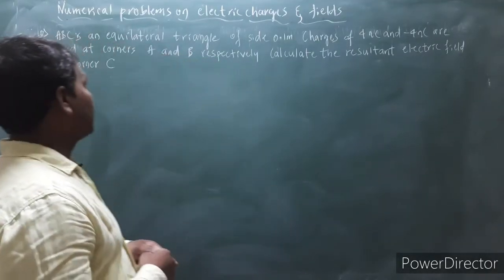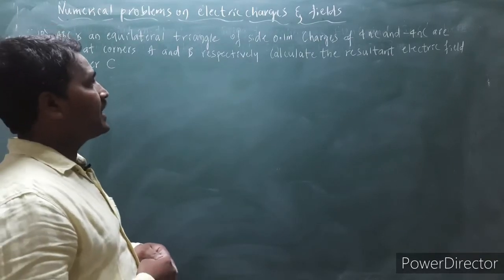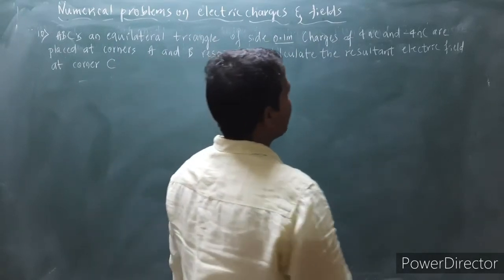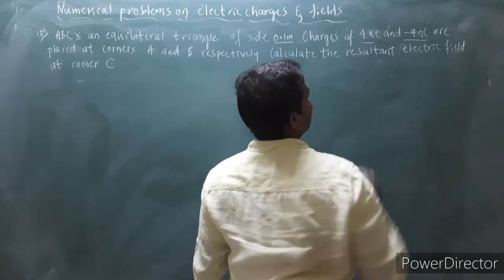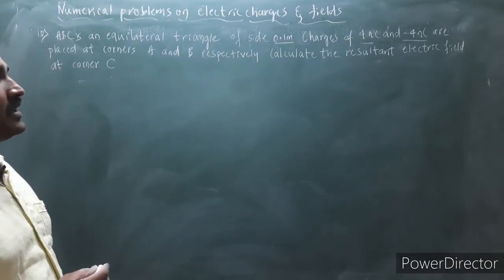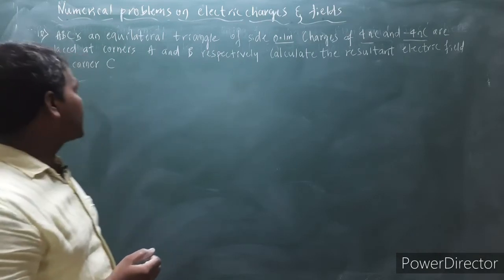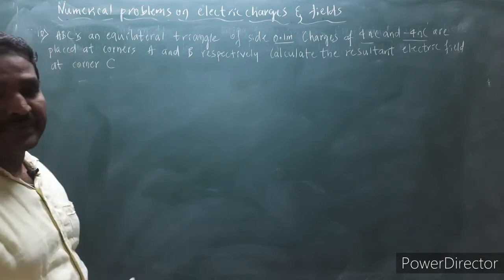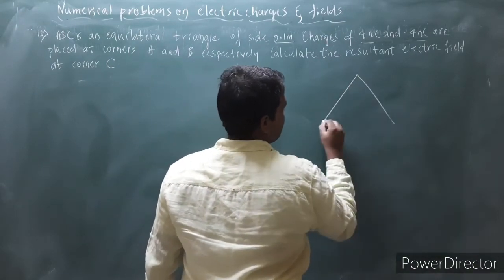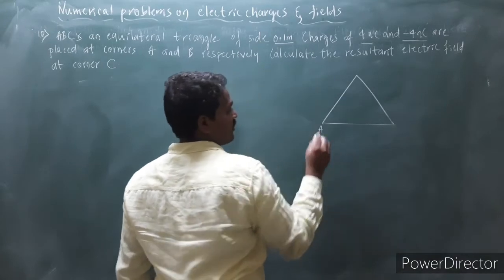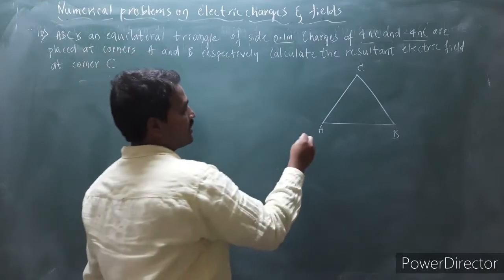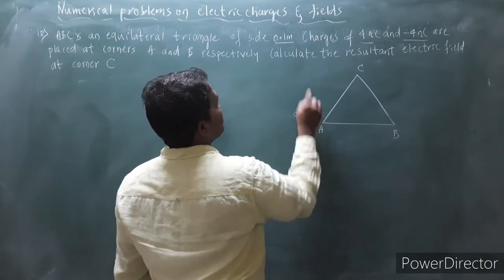Look at question number 10. It is given that ABC is an equilateral triangle of side 0.1 meter. Charges of 4 nanocoulomb and minus 4 nanocoulomb are placed at corners A and B respectively, and we are asked to find the resultant electric field at the third corner C. First let us draw the equilateral triangle given. Let me write this as corner A, this is corner B, and let this be corner C. And at corner A we have the charge QA is equal to what?